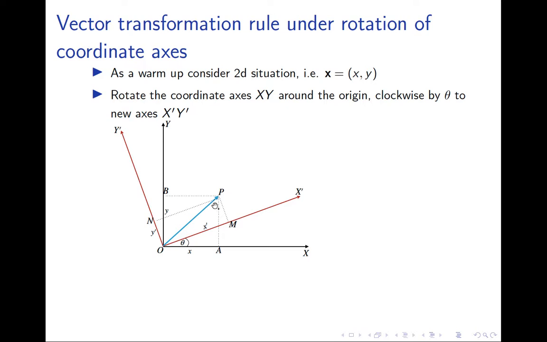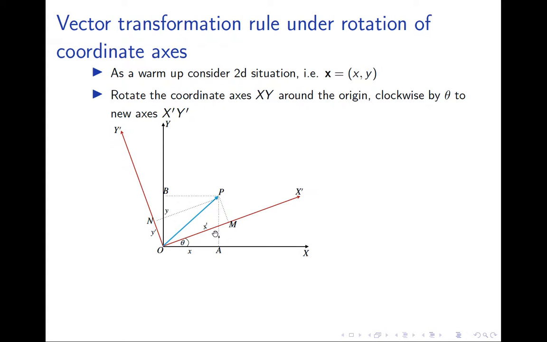It is clear from the diagram that the components will change. For example, the components are, as I said, you drop a perpendicular from P to the x-axis, and then the length of the intercept, OA, gives you the component. This is clearly different for the new x component, because if you drop a perpendicular from P to the new x-axis, the length of this x prime is very different from OA. So OM is different from OA. This is what I'm trying to say. It is clear that it will change, but it will change in a very precise manner.